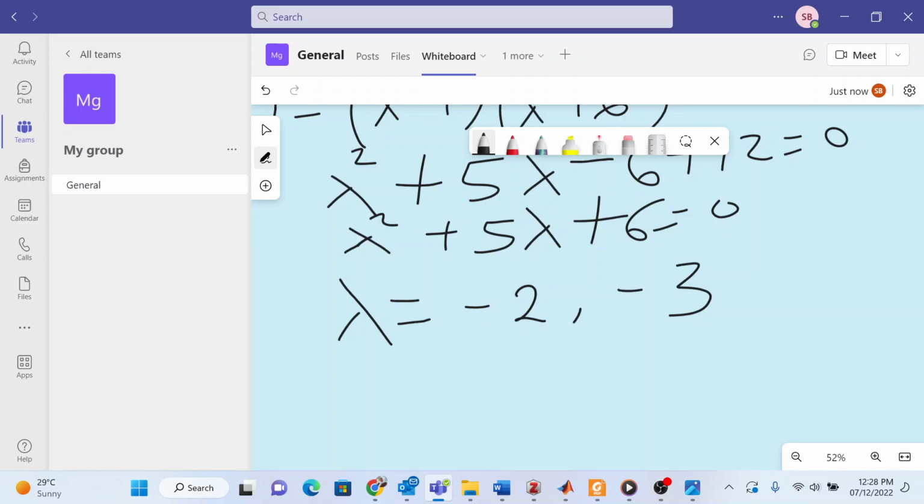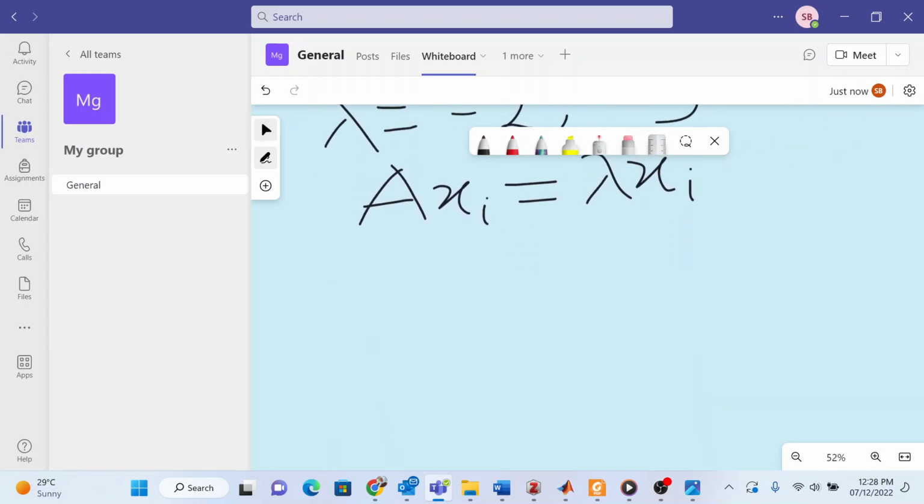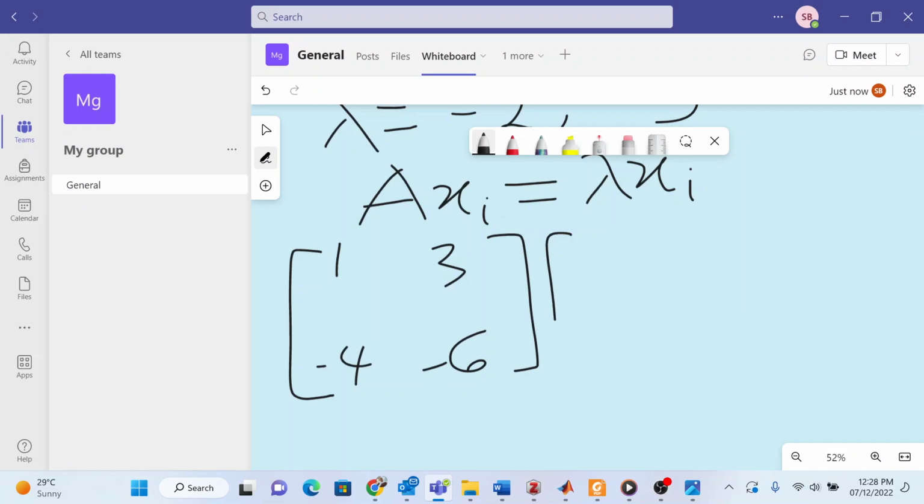So after you've gotten this, you will now get the eigenvector. These are eigenvalues. You need to get the eigenvector using this formula. The formula is A xi equals lambda xi. So we are going to use this formula to get the eigenvector. A is that matrix from the question. So we just need to put them here together: the matrix 1, minus 4, 3 and minus 6. Then x, this is x1, x2, and will be equal to lambda.